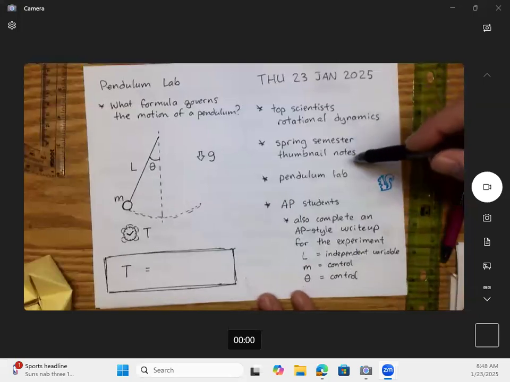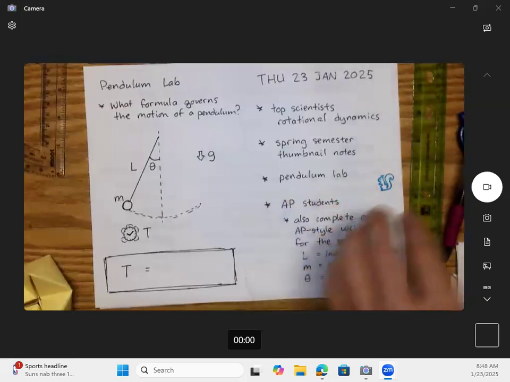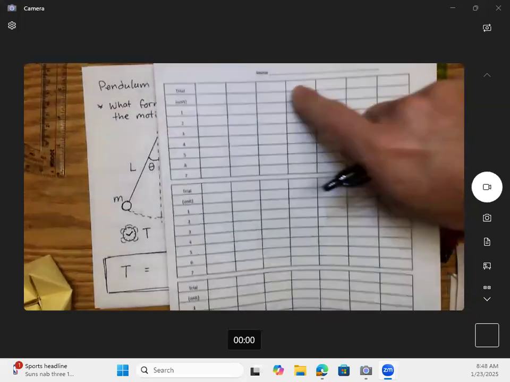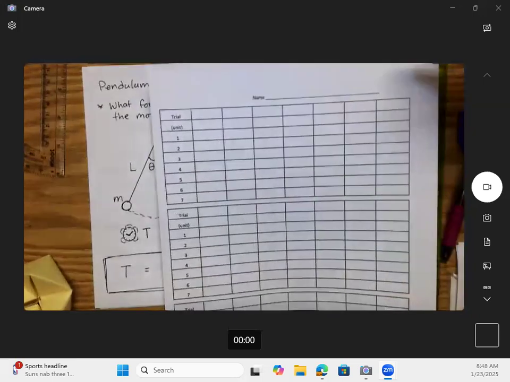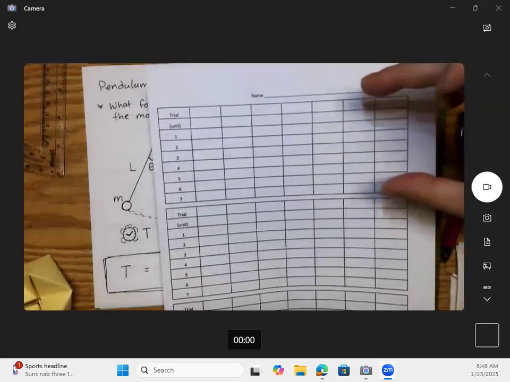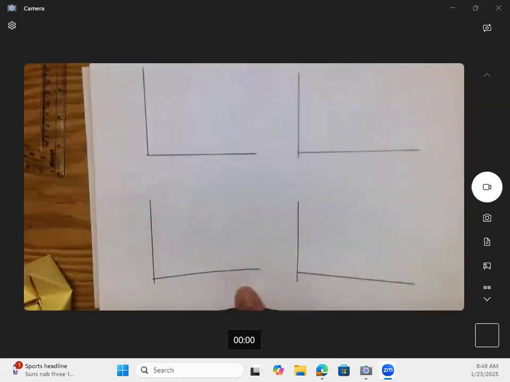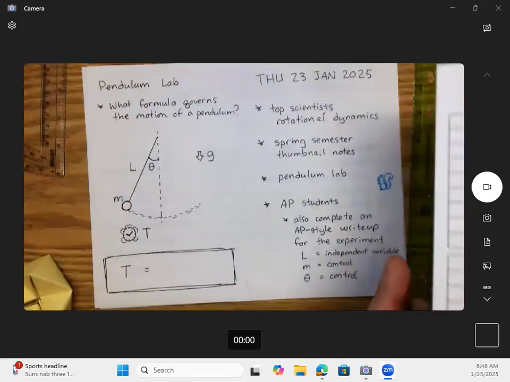All right. So you guys got some materials on your desk today to do a pendulum lab, including this page here. Do you guys write your name on this? Everybody write your name on the table page. There are three tables here. I'm setting up three experiments for you guys. And on the back side are set up four sets of axes because we're going to do four graphs altogether.